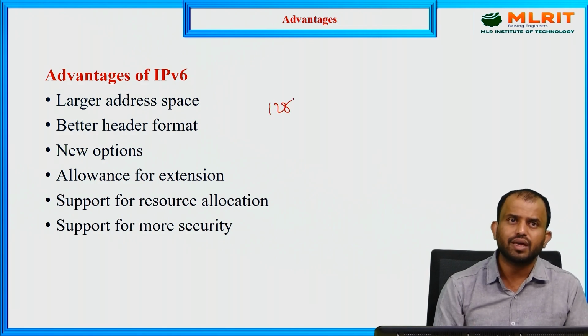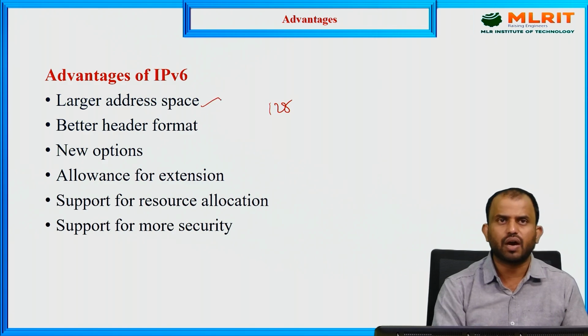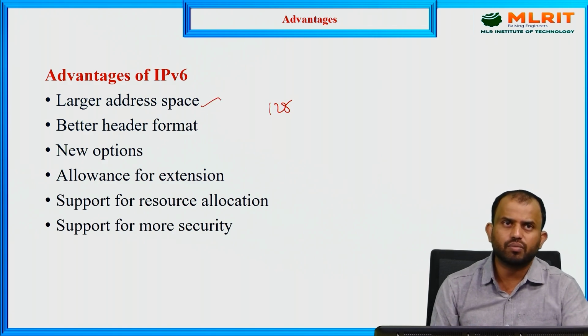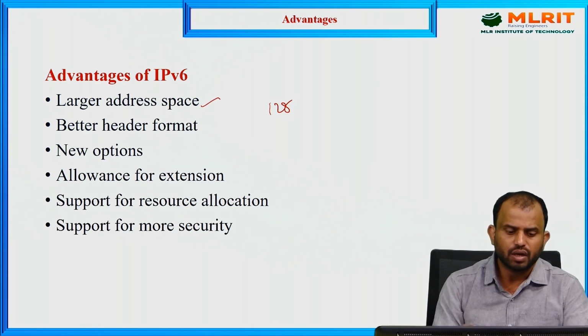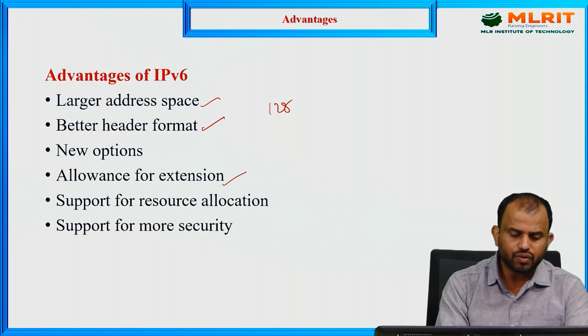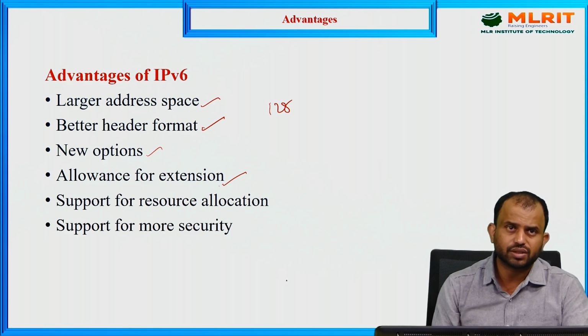So we have a large address space. We have a large amount of address space and it will accommodate that. And we have a better header format. And here there are allowances for extension, if we go for a new option, we have allowances for extension.